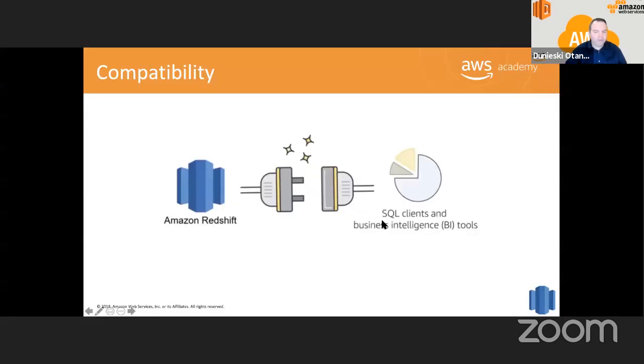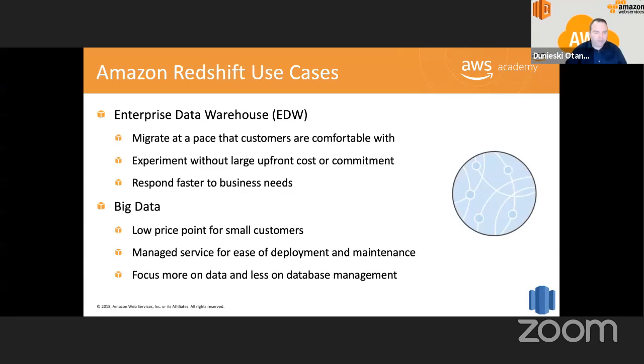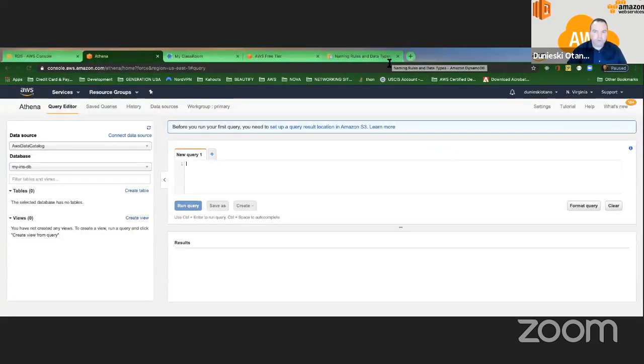Amazon Redshift is for SQL clients and business intelligence BI tools. So big data, low price point for small customers, managed service for ease of deployment and maintenance, and focus more on data and less on database management. Big data, it's all about data. That's the concept. That's the motto. It's all about the data.